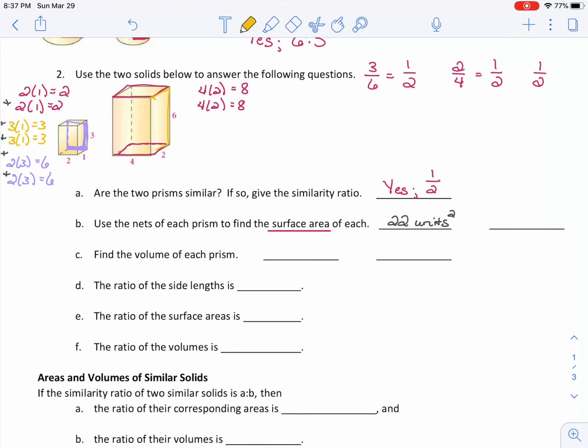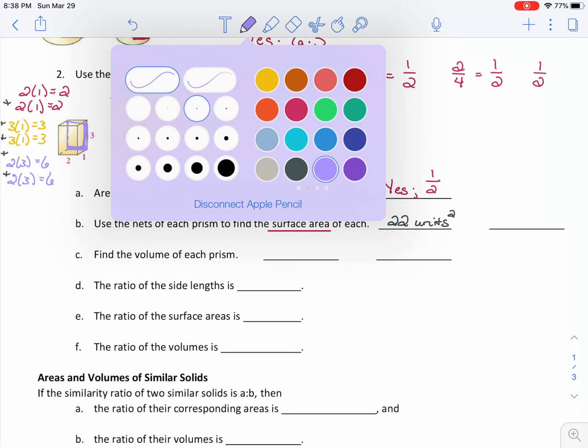Then I looked at the left and the right sides. The right side is this rectangle. It's a 6 by 2. It has an area of 12, which means the left side would also be a 6 by 2. I get another 12 units.